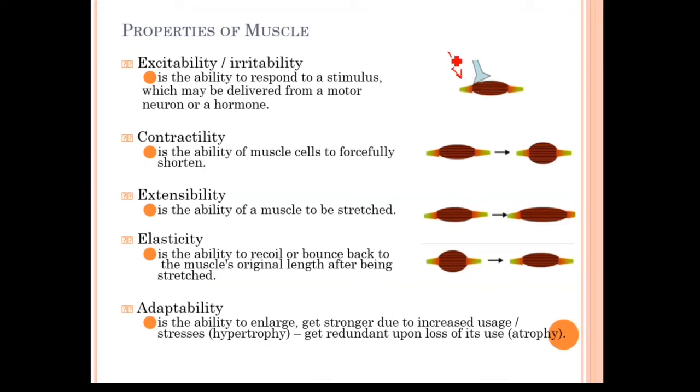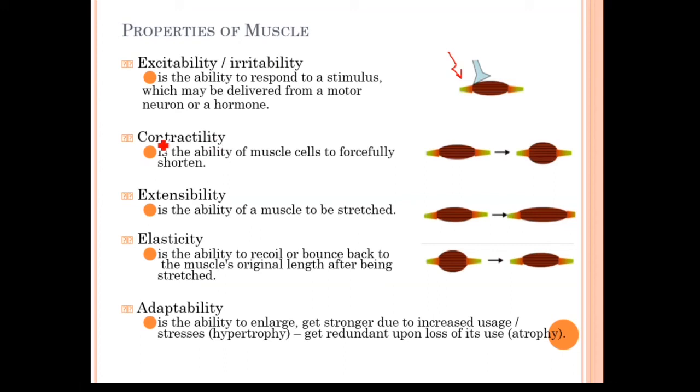And once that electrical message is received at this terminal, they release the neurotransmitters which initiate the movement or the contraction of the muscles. So in order for the muscles to be functional, they have to have the ability to receive the message from this nerve. This property is called excitability.